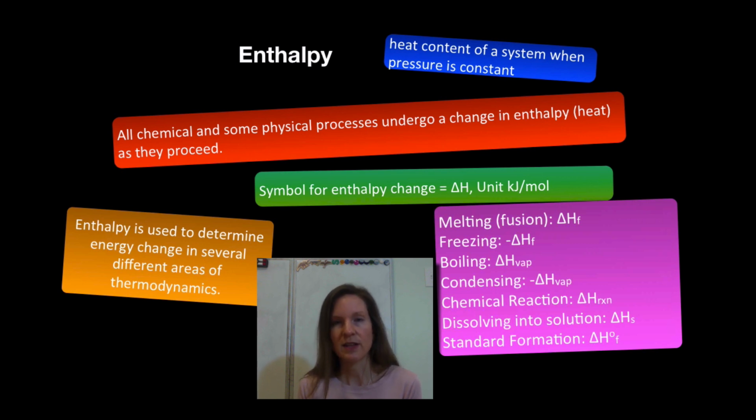If you look down in that purple pinkish box, you have a list of a whole bunch of different enthalpies that we're going to encounter. We have the enthalpies that relate to phase changes, so those are delta H of fusion or delta H of vaporization. We have the delta H of chemical reactions, which is delta H rxn, for reaction. We have the delta H of dissolving something, which is delta H of solution, or s.